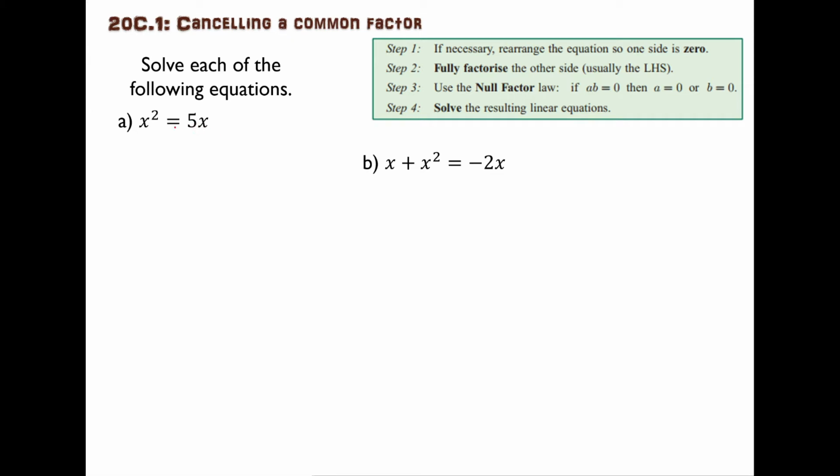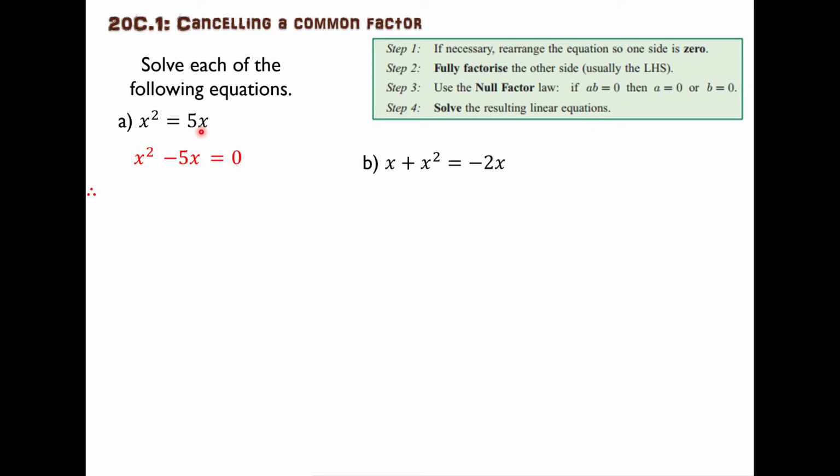So I notice here that I want to get everything on one side first. I've got this term here on the left-hand side, but this one's on the right-hand side. Oh no. So let's move this term over to the left-hand side. Currently, this term, 5x, is positive. And when I move it to the left-hand side, it will become negative. So the x squared will still be there. The 5x moves to the other side and becomes negative 5x equals, well, there's nothing left on this side anymore. So this side is just 0.